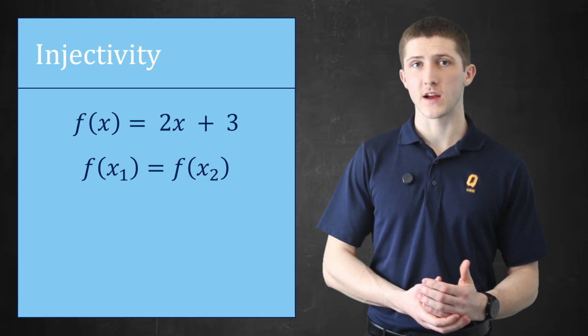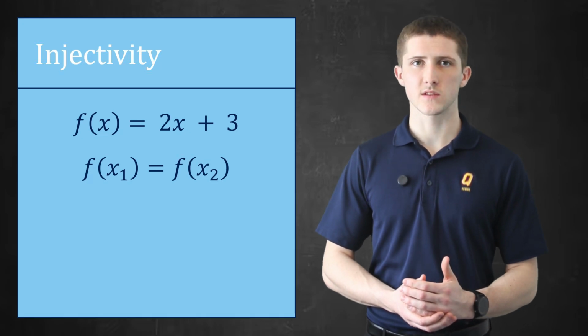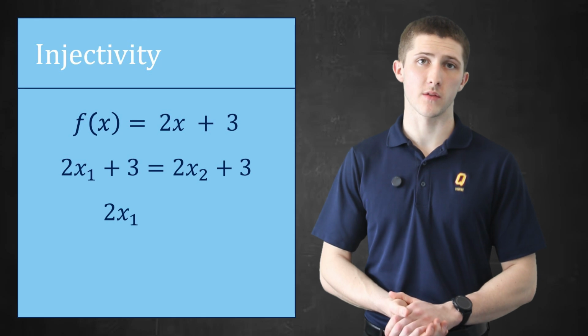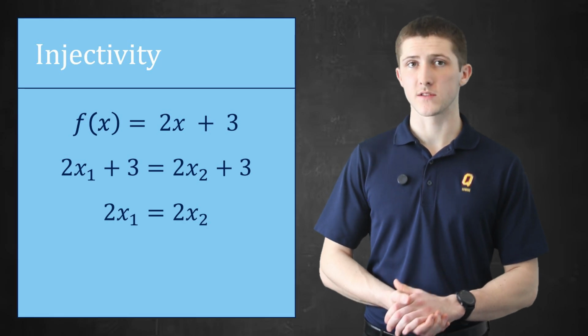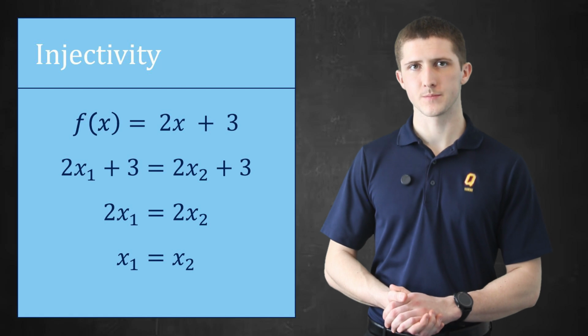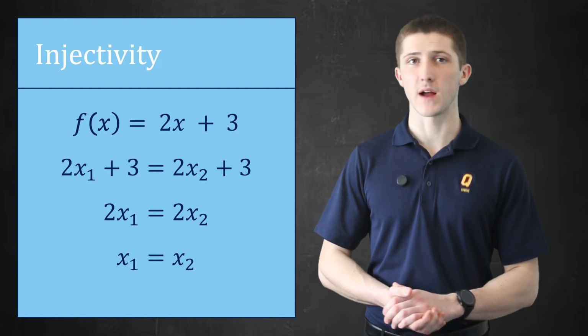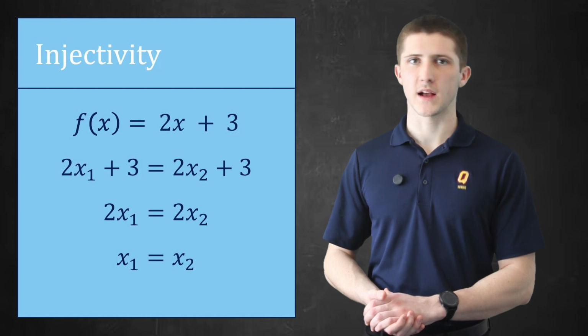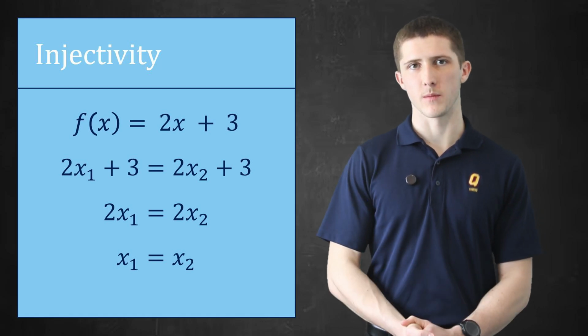If we say that f of x1 equals f of x2, that's like saying 2 times x1 plus 3 equals 2 times x2 plus 3. We can cancel the 3's on both sides, and again cancel the 2's on both sides, and we're left with the statement x1 equals x2. What we just proved is that if we ever have a situation where x1 and x2 map to the same output, then x1 and x2 are actually the same variable.